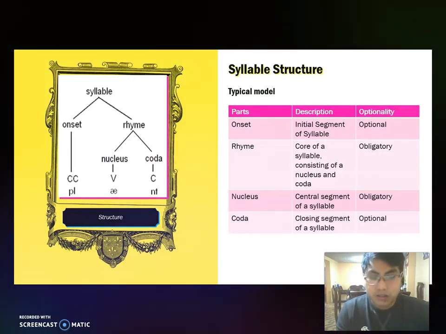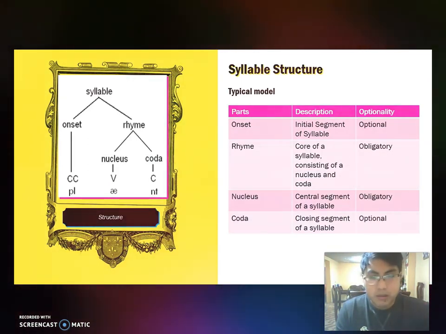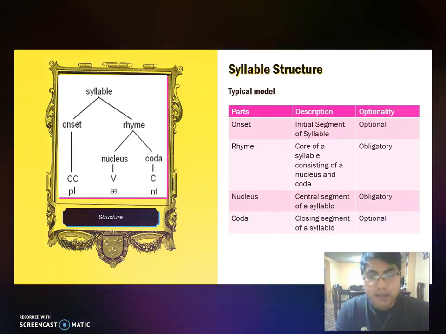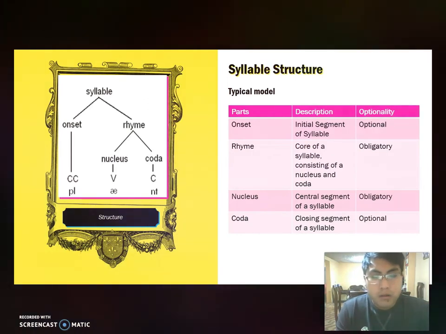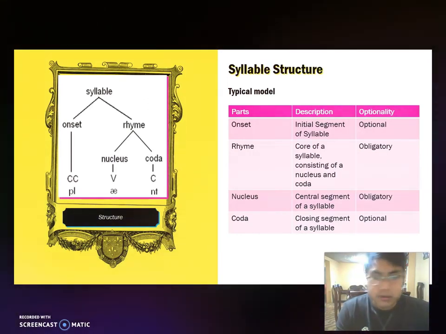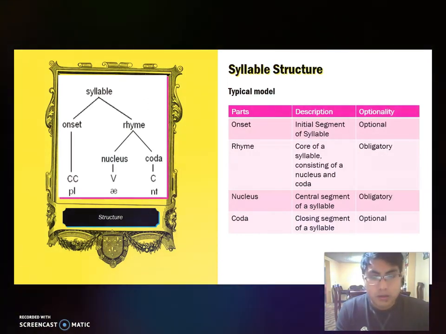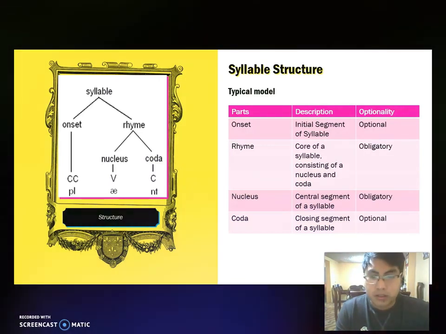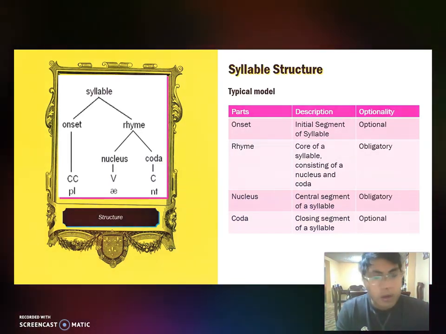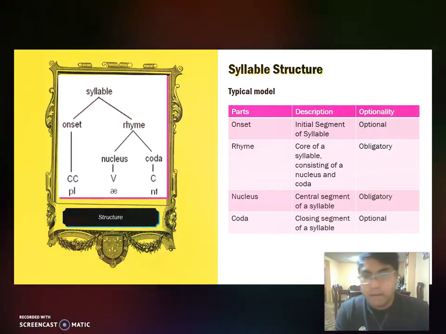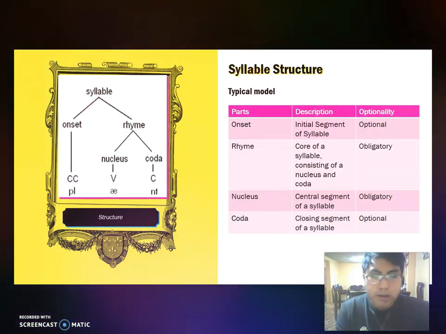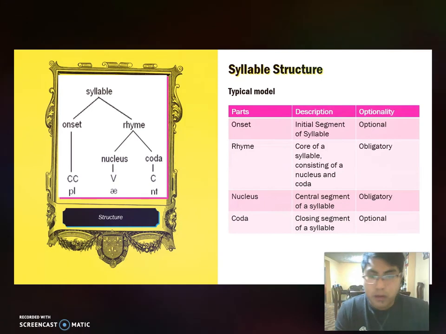The nucleus is the central segment of a syllable. It's obligatory, and the nucleus is usually a vowel. On the other hand, the coda is the closing segment of a syllable. It's optional, and usually a consonant. Not only one, it could be two, three, or four. It's optional because we can find syllables without a coda.